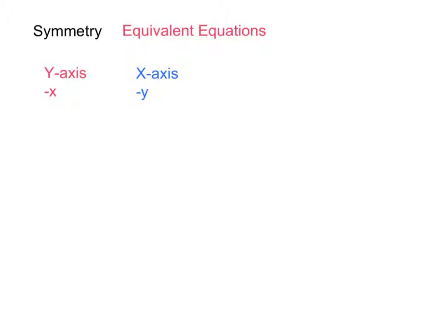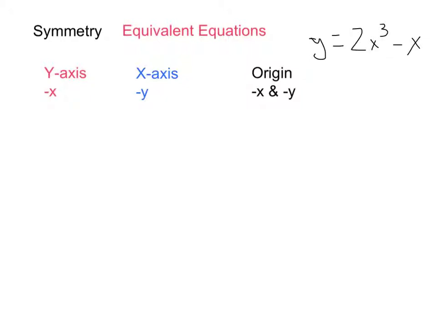We have the y changes to negative y, and origin is a combination of the two. We got negative x and negative y. So we'll do an equation here. Let's do y equals 2x cubed minus x.